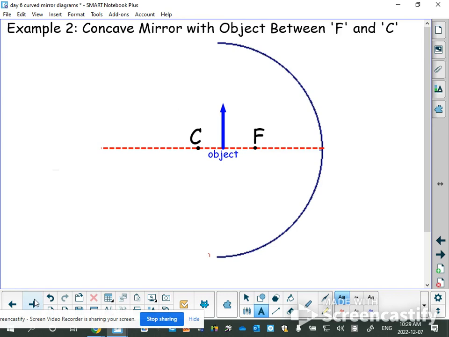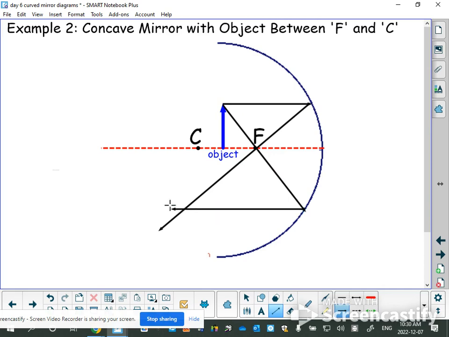We'll do an example number 2. Same thing, same 3 rules, right? We're going to just draw them, see where they cross. Top of the object, straight in, down through the focal point. And remember, you can always pause the video, draw your own, and then keep on going. Second rule, top of the object, through the focal point, straight out.